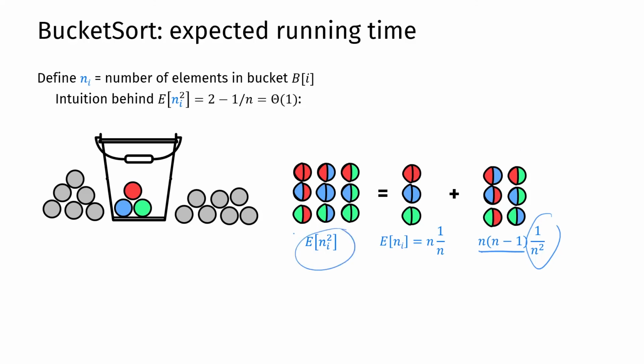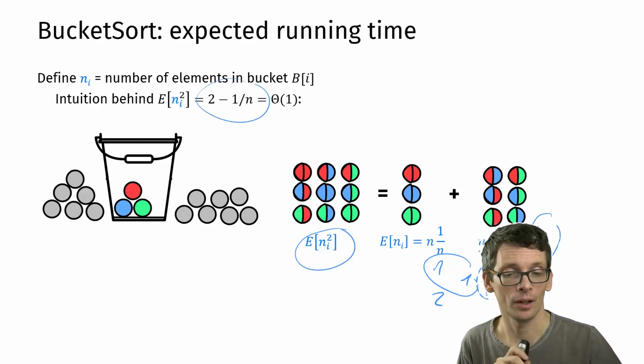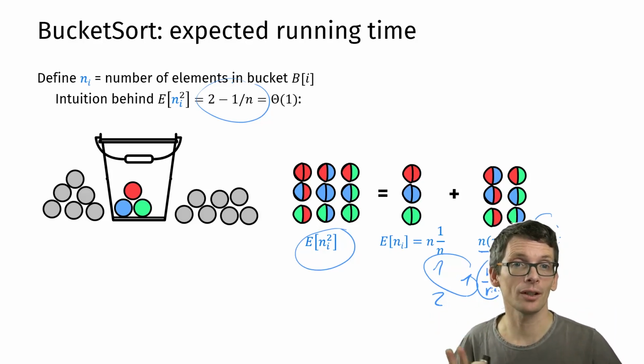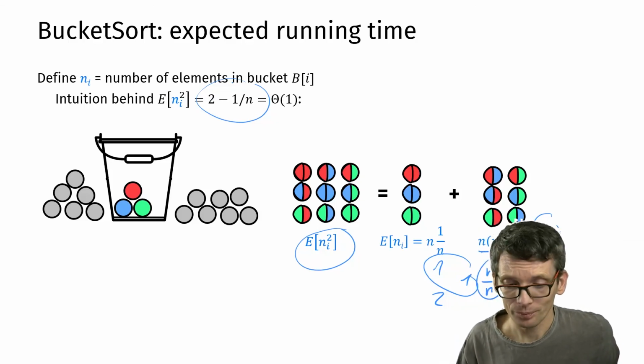So the expectation of Ni squared is 1 plus n squared divided by n squared minus n divided by n squared. So this is also a 1, so this is 2 minus 1 divided by n. This is exactly what we claimed. So this was a lengthy explanation, hopefully providing some intuition of how this comes about.